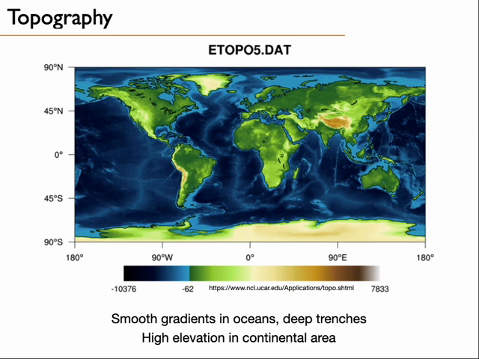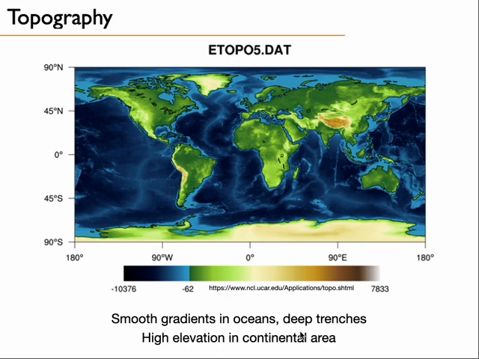This is the ETOPO data set that you can access online. This data is open. So we're just plotting here the topography of the Earth with the current data available. So the first thing we see is a smooth gradient in the ocean. So this reflects the generation of material at the ridges, and the progressive divergent motion of oceanic lithosphere away from the ridge. So you see the smooth gradients.